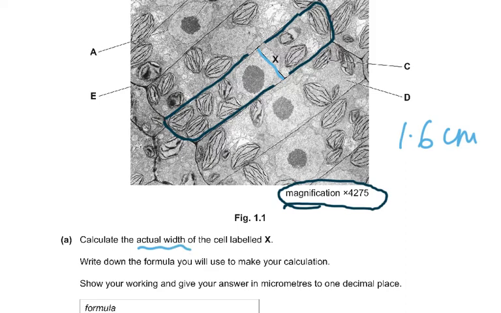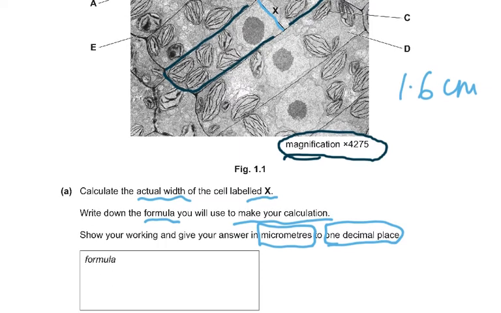So calculate the actual width of the cell labeled X, write down the formula you will use to make your calculation, show your working and give your answer in micrometers and to 1 decimal place. So be always very careful when you're reading the question. Sometimes you just forget to read this part and you read it, but yet you do not read. Something goes wrong, you're not registering it.